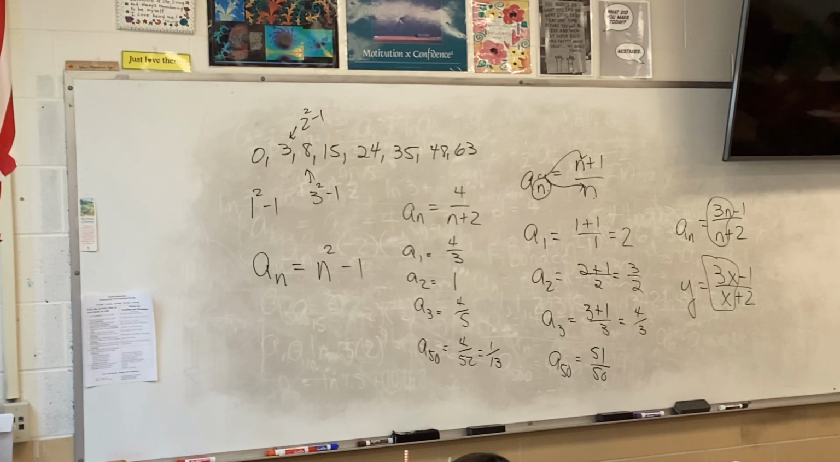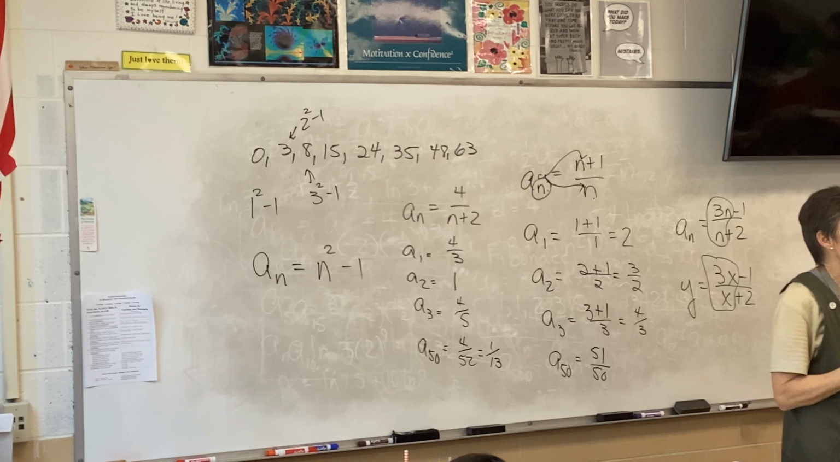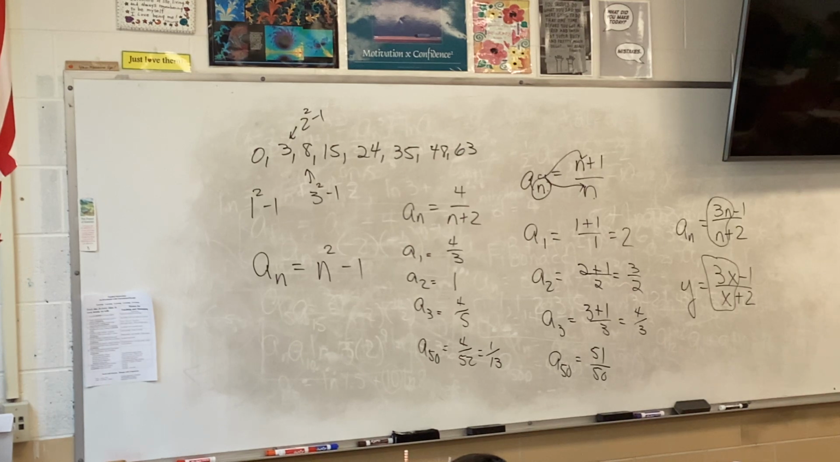What about E? 4 fifths. Kids, are you connecting this to what we did before? Now, what about F? 0. The limit is 0 because what are we missing? An n squared on the top?